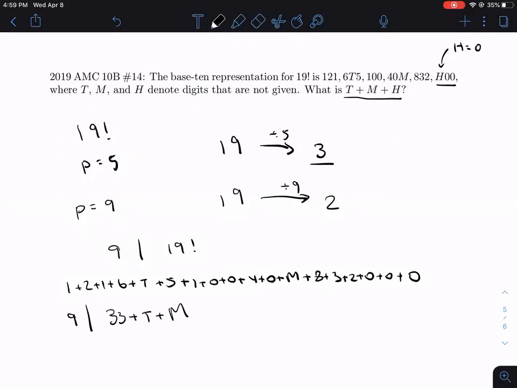So if some people are confused right now, essentially what we did, we noted 9 divides 19 factorial. So using the divisibility rules, 9 must divide the sum of the numbers. So this is all the numbers written out. And it turns out that 9 has to divide 33 plus t plus m.